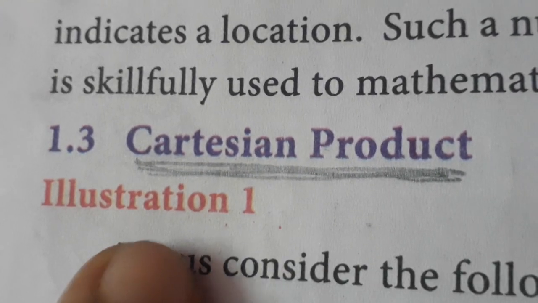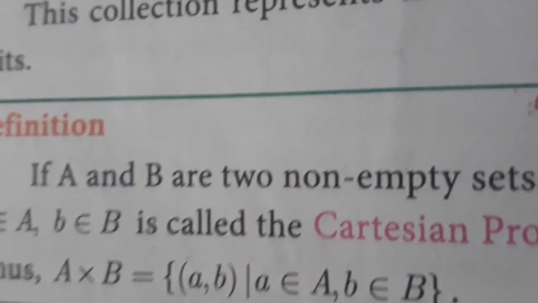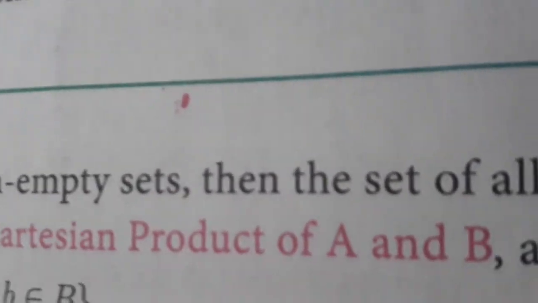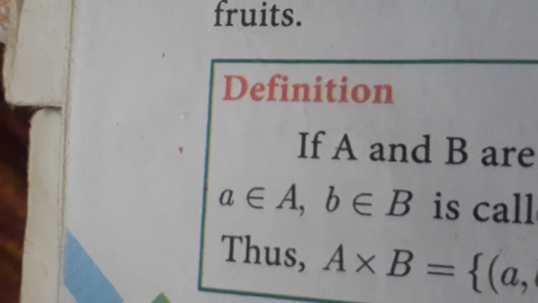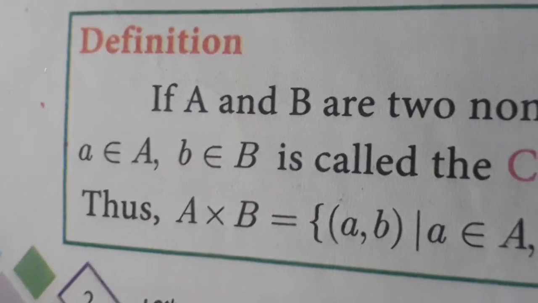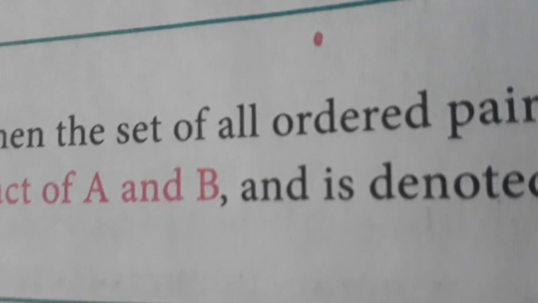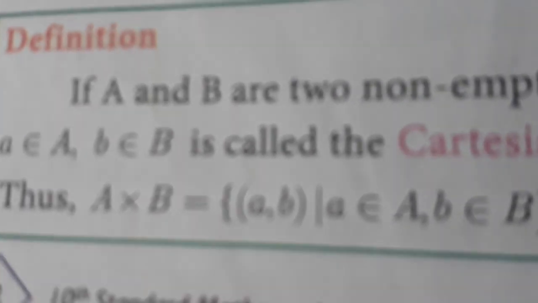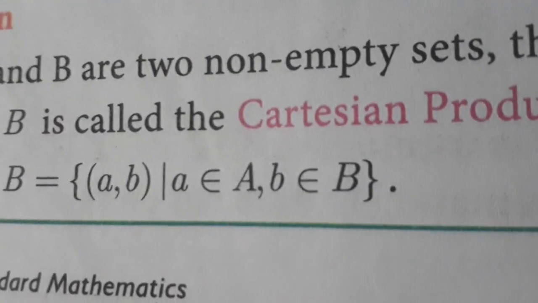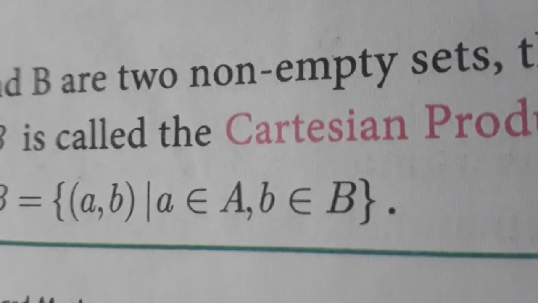Okay, our next topic, Cartesian product. If A and B are two non-empty sets, then the set of all ordered pairs (a, b) such that a belonging to A, b belonging to B is called the Cartesian product of A and B, and is denoted by A × B. A × B = {(a, b) : a ∈ A, b ∈ B}.